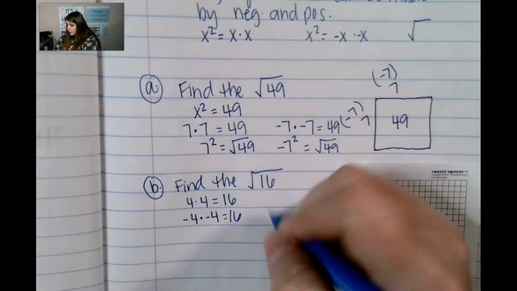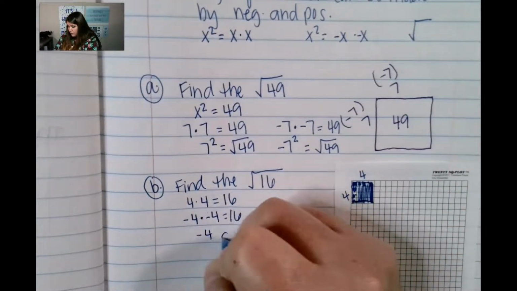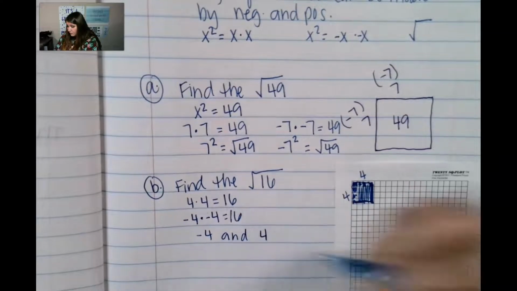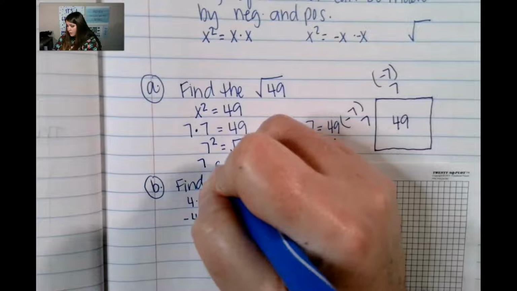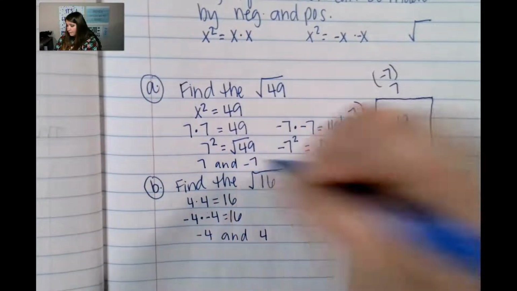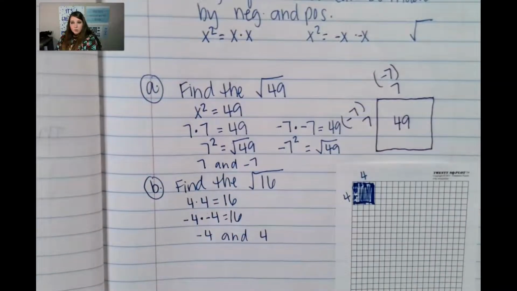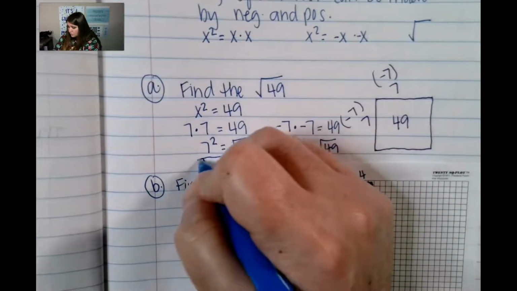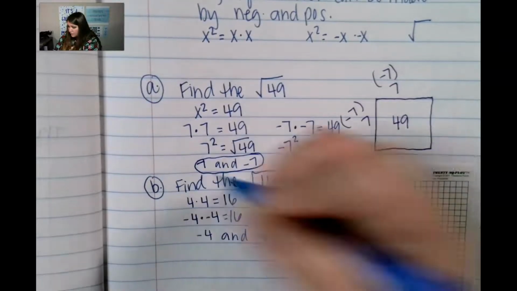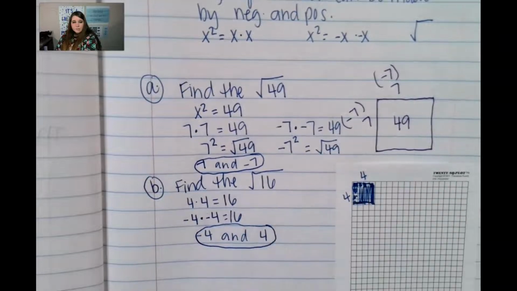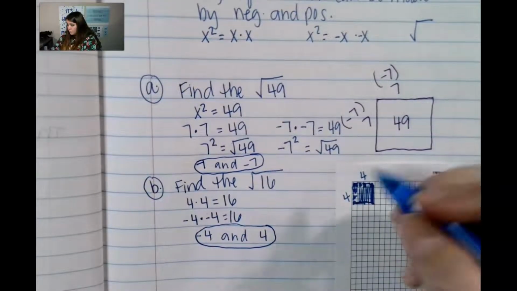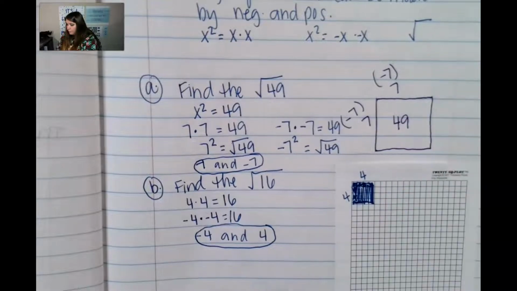So my answers are negative 4 and positive 4. Up here, my answers were 7 and negative 7. Both of those are the answers to the square root of 49, and both of these are the answers to the square root of 16 because they make a perfect square.